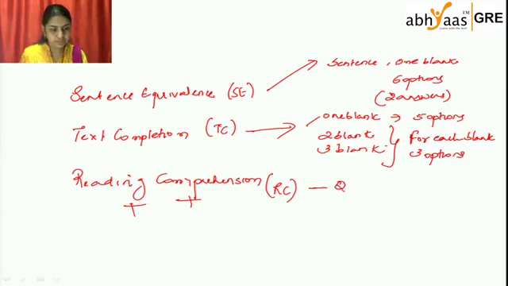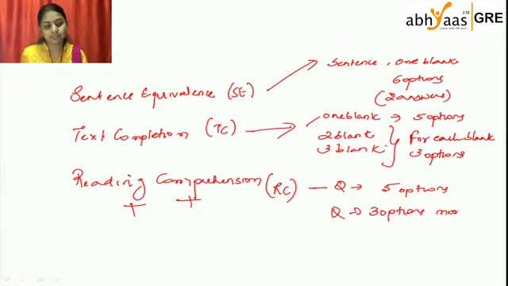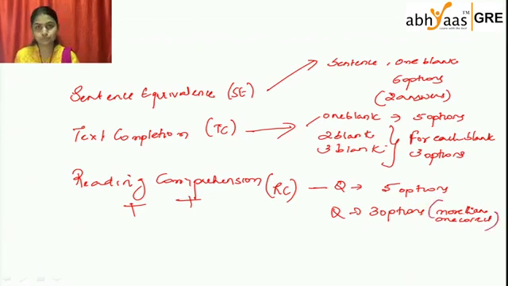Here you will have 3 question types. One, you have a question, 5 options, and you need to pick the answer. Then you have a question, 3 options, and more than one correct answer is possible. So only one answer could be correct, two could be correct, or all three could be correct. Then you have a question and an empty space, no options.